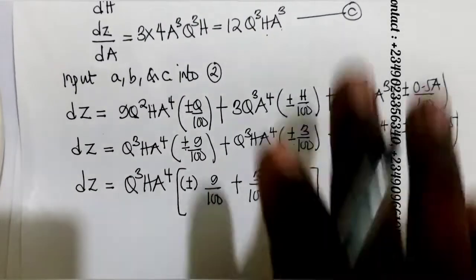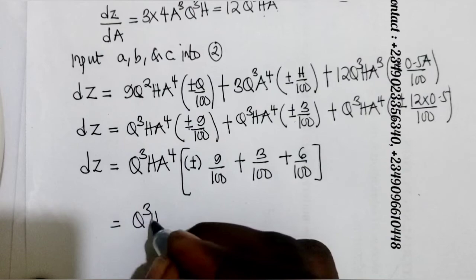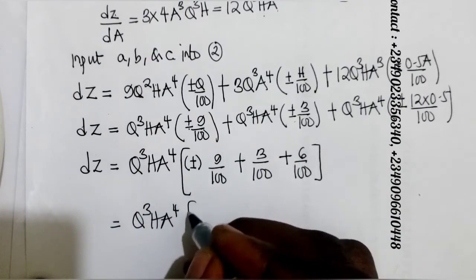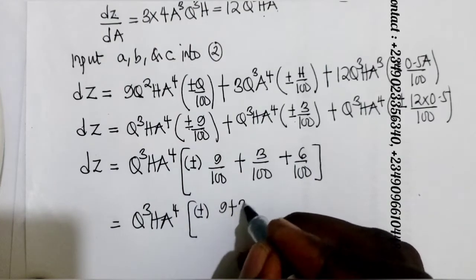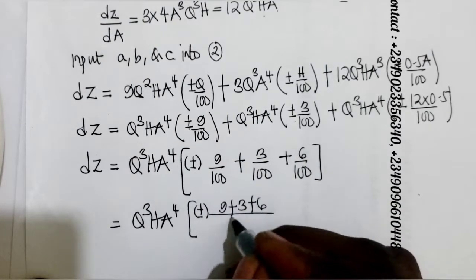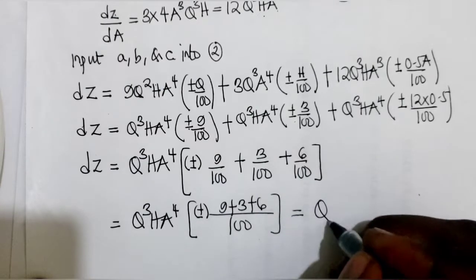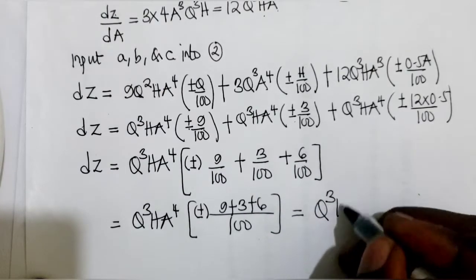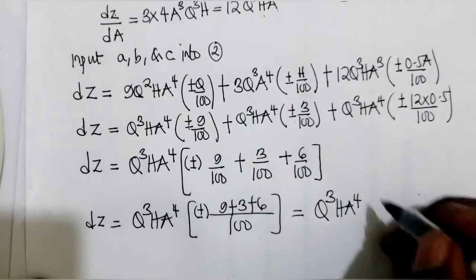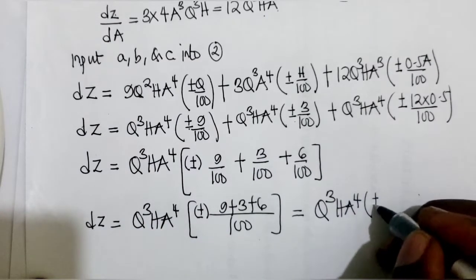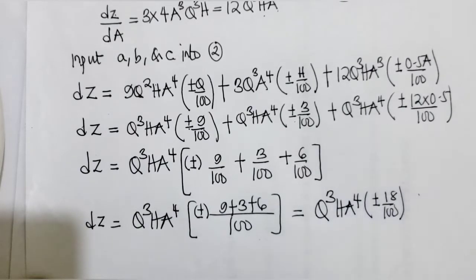100. And now I have q³ h a⁴ into bracket plus and minus 9 plus 3 plus 6. The LCM of this is 100. So that will give us q³ h a⁴ dz, then into bracket plus and minus, that will give us 18 all over 100.